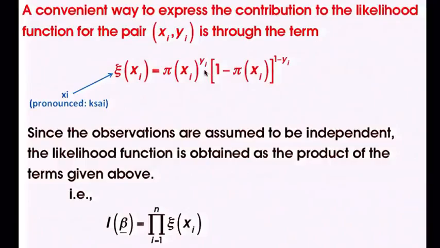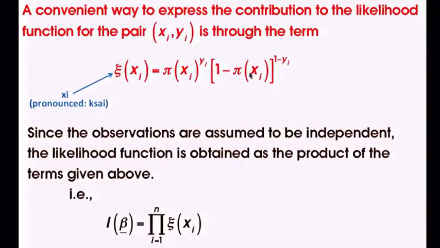So, for example, if the individual has y equal to 1, that is, the individual has CHD, then 1 minus 1 is 0, so you have pi of x to the first power times 1 minus pi of x to the 0th power, which is just 1. So if y equals 1, the contribution to the likelihood is pi of x. If y equals 0, then the first factor becomes the 0th power, which is 1, so the contribution to the likelihood function is 1 minus pi of x.